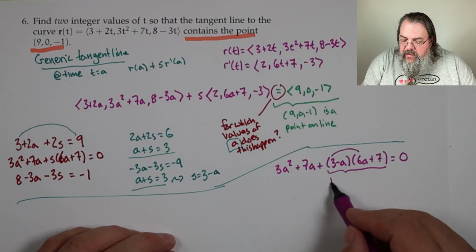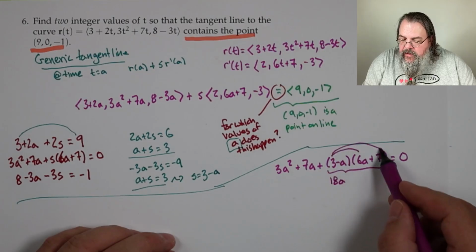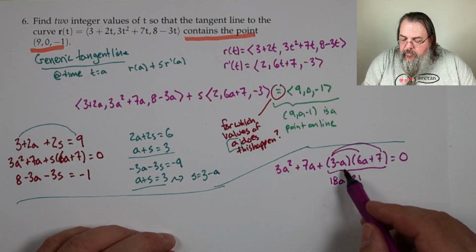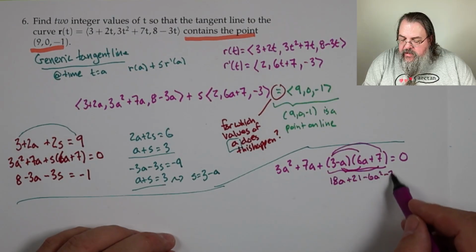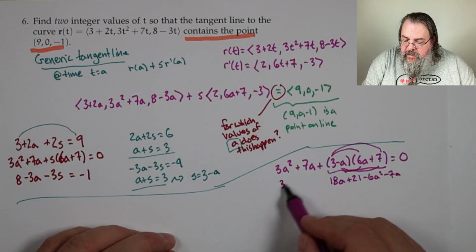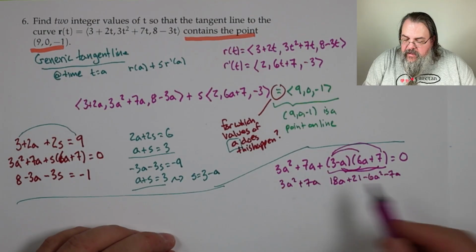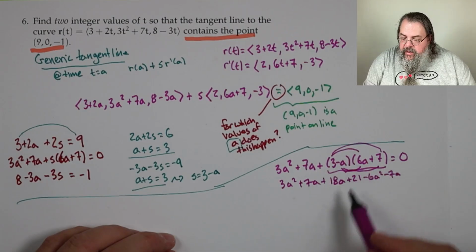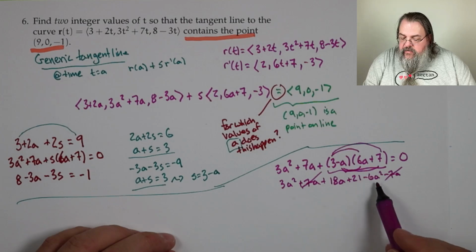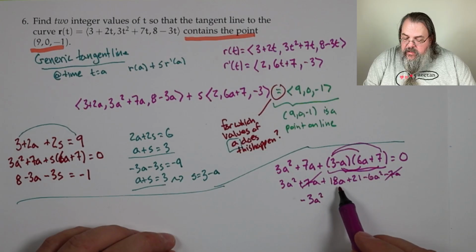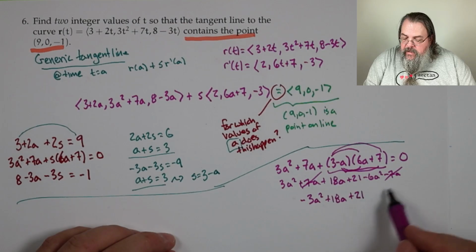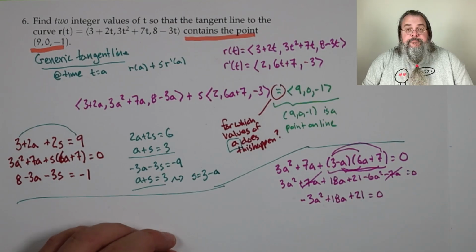3 times 6a, 18a. 3 times 7, 21. Minus a times 6a, minus 6a squared, minus a times 7, minus 7a. And we still have the 3a squared and the plus 7a. So we expand and we see, aha, the 7a's cancel. That's good news. 3a squared minus 6a squared is minus 3a squared. We have a plus 18a, and we have a plus 21. And of course, we still have the equals 0.